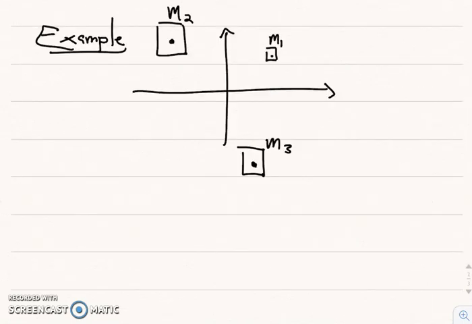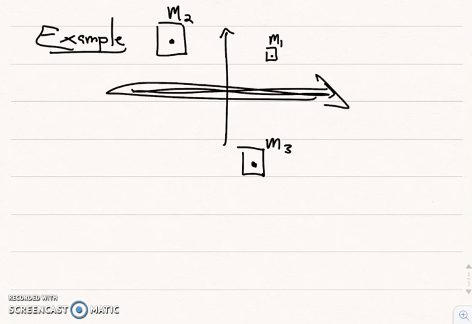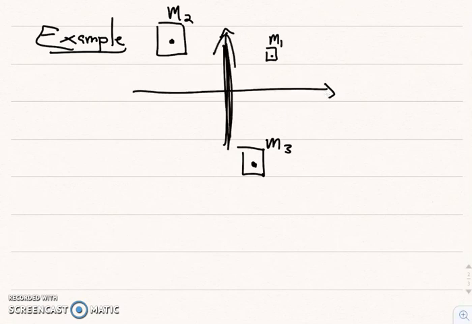I'd like to do another example now, this time not with 2 but with 3 masses. And the other significant difference with this example from the previous one is that now I'd like to calculate centers of mass both along the x direction here and also along the y direction here.